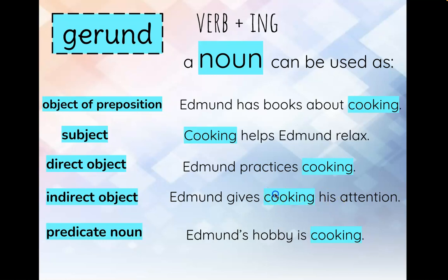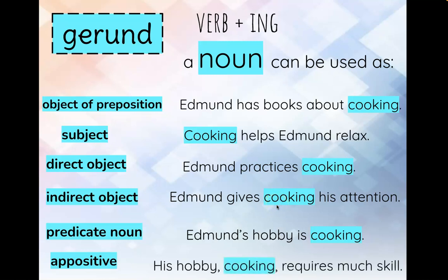And then the last one is an appositive. For an appositive, we're looking between commas. His hobby, cooking, requires much skill. You can see it goes back and it renames what his hobby is, similar to how a predicate noun is working, but instead of following a linking verb, it's between commas. So I want you to highlight it and label it appositive.